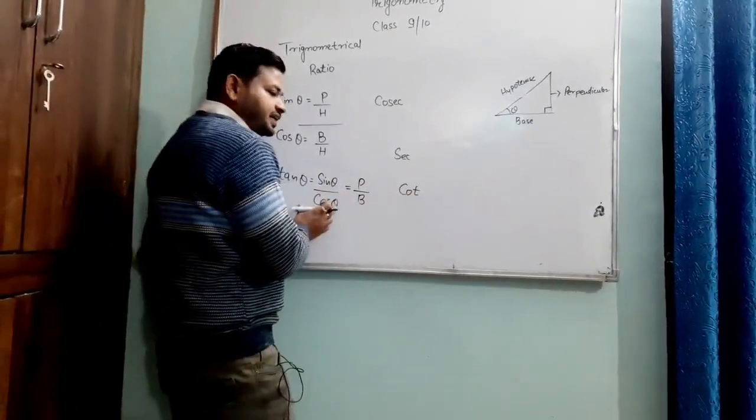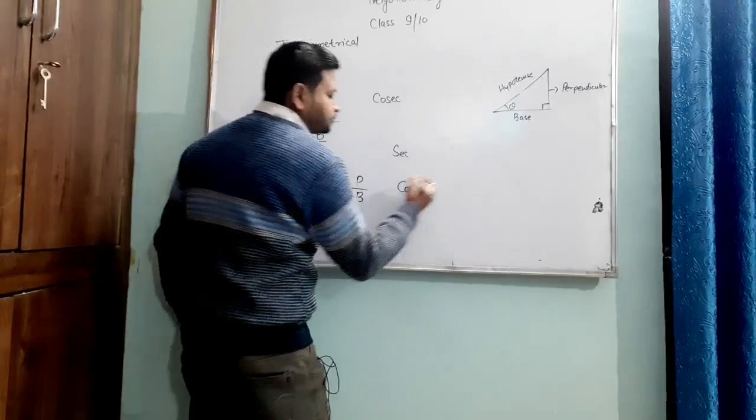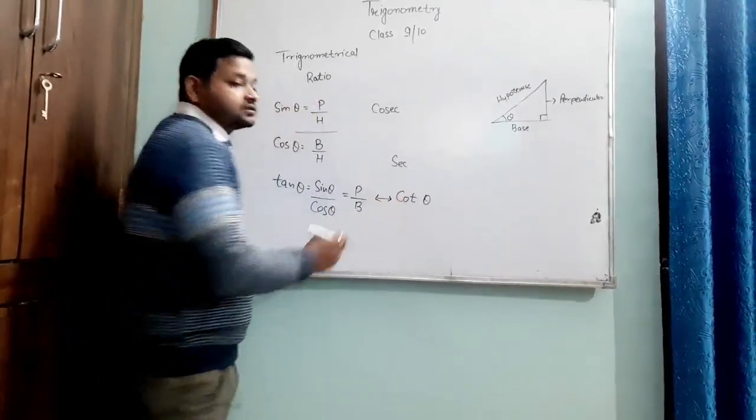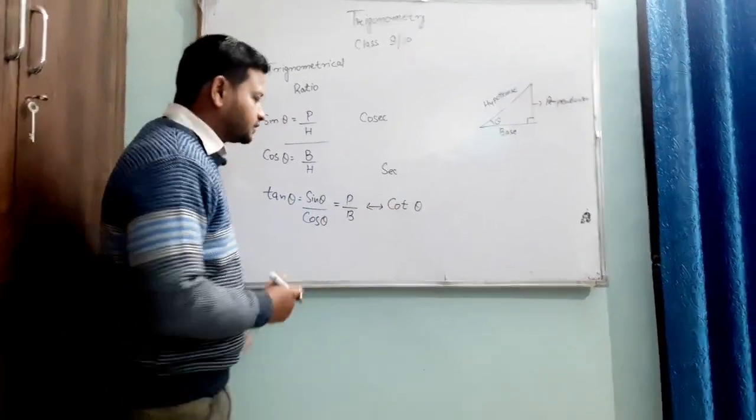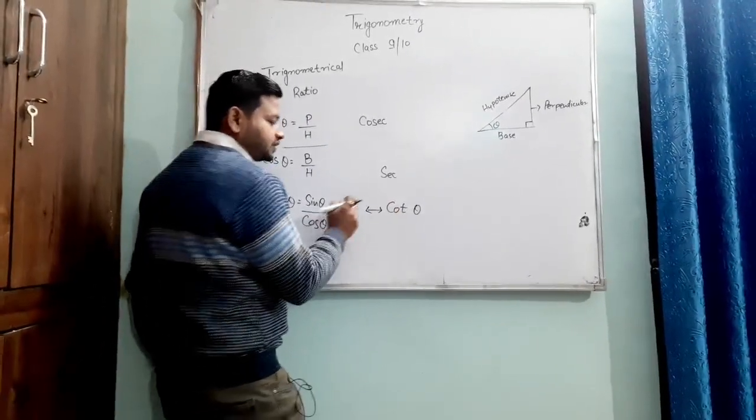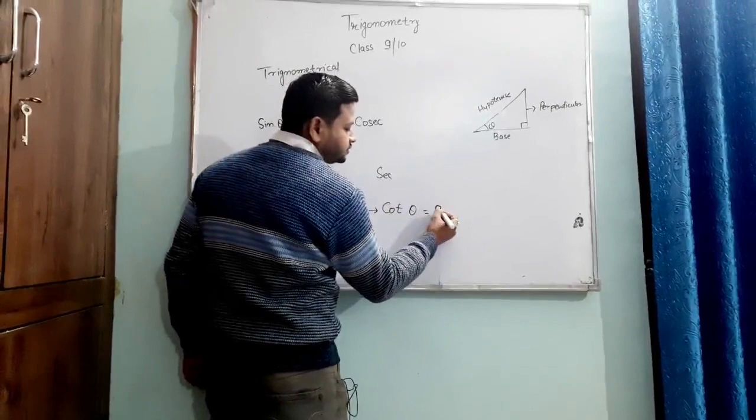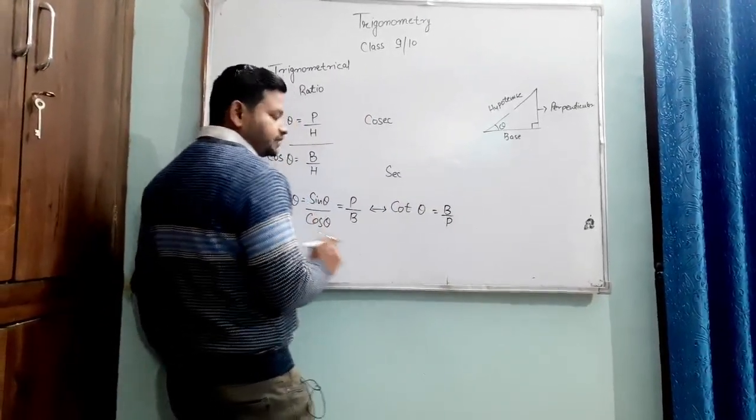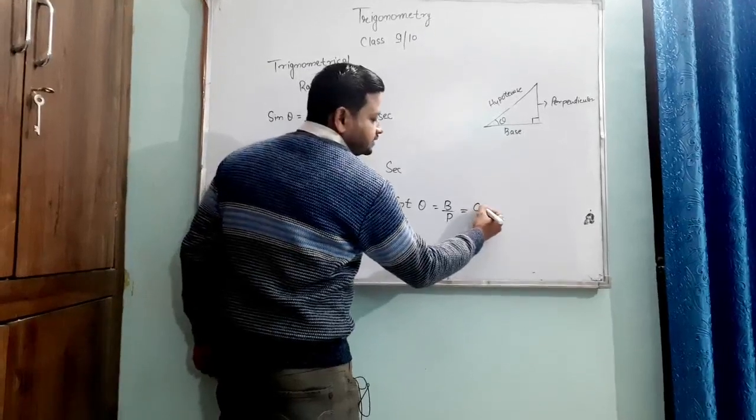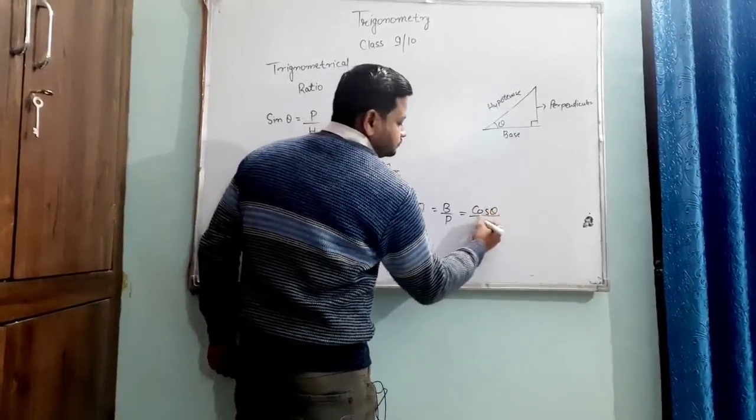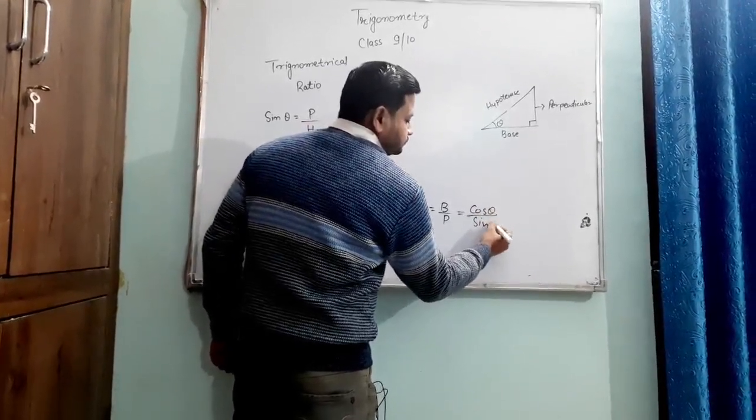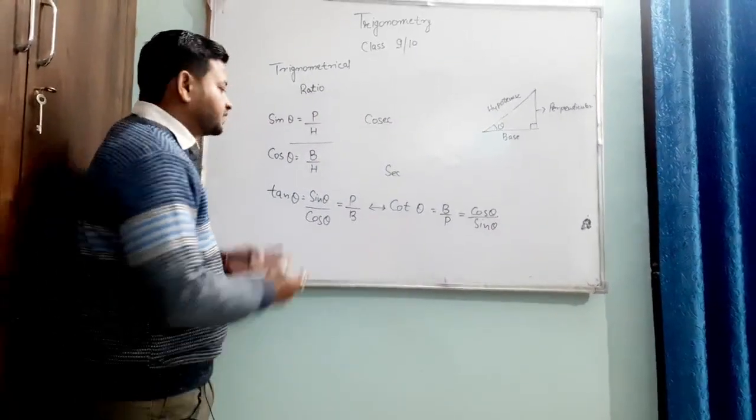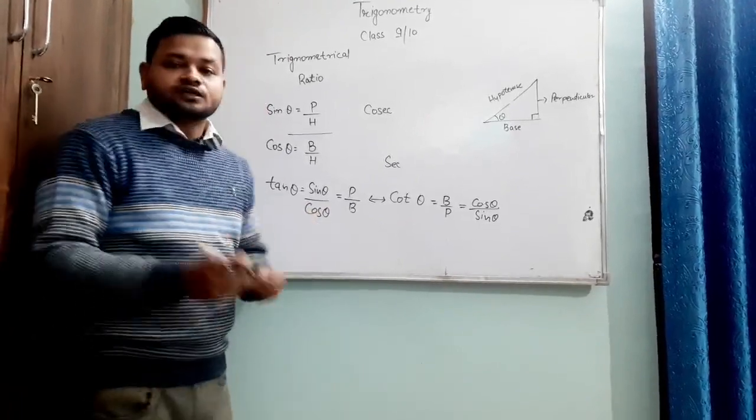Now cot theta and tan theta are reciprocal to each other. So we will take this sign here, which means these ratios are reciprocal to each other. So cot theta will be B by P, which means base upon perpendicular, or we can say it will be cos theta upon sin theta. We don't have to write anything down; we can get these formulas logically.